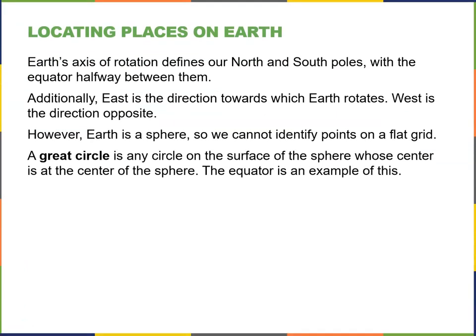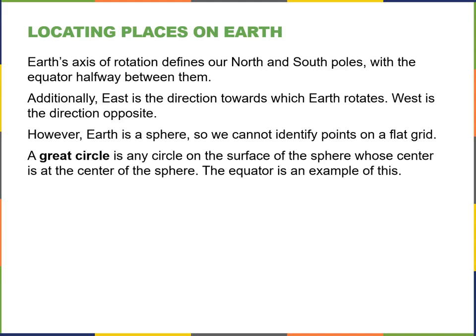Before we can address our question about seasons, we must discuss how we label locations on our home planet so we can better understand the seasons. We label the top and bottom of Earth's axis as the north and south poles, and the equator as halfway between them. East is the direction Earth rotates. West is the direction opposite of Earth's rotation.